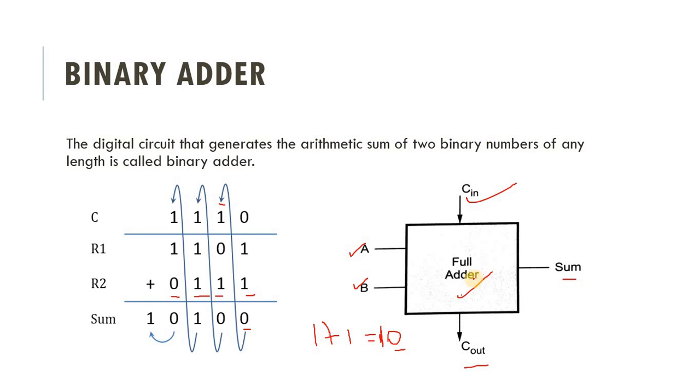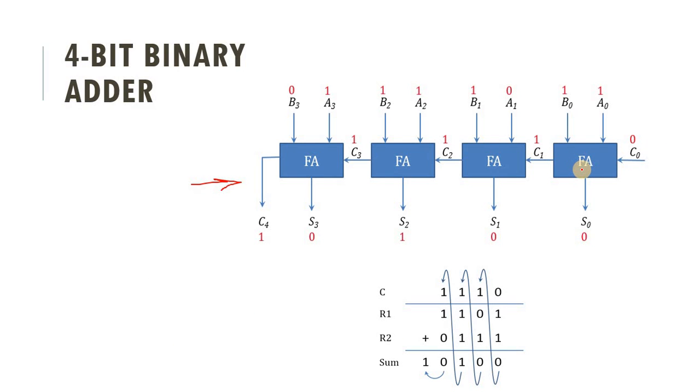As I said, a full adder requires 3 inputs: the data of register A, the data of register B and the carry input. So here you can see that the full adder has 2 inputs, the data of register A and the data of register B, and the carry. So what is the data of register A and register B? A is equal to 1101, B is equal to 0111.